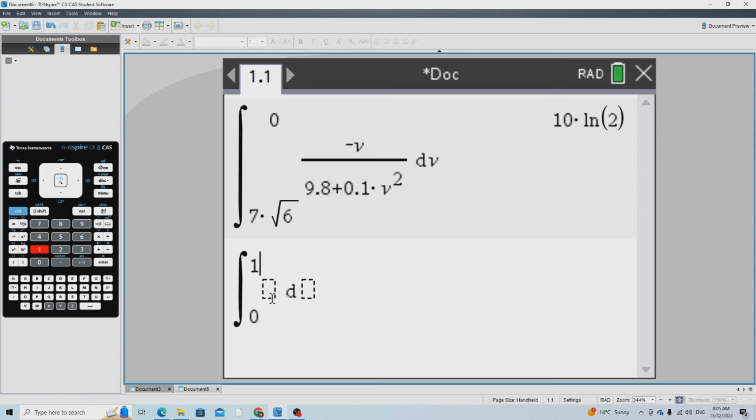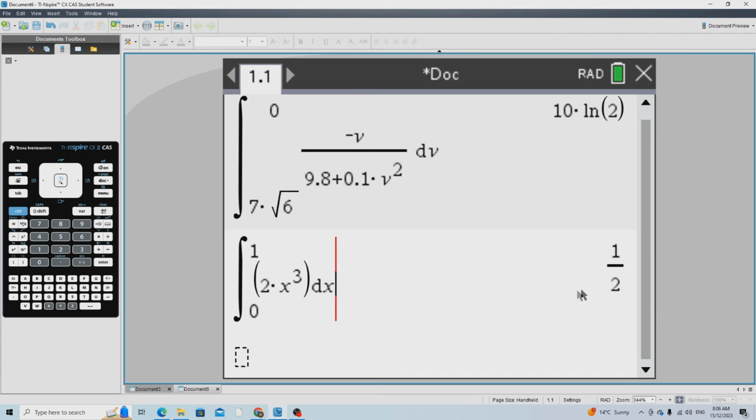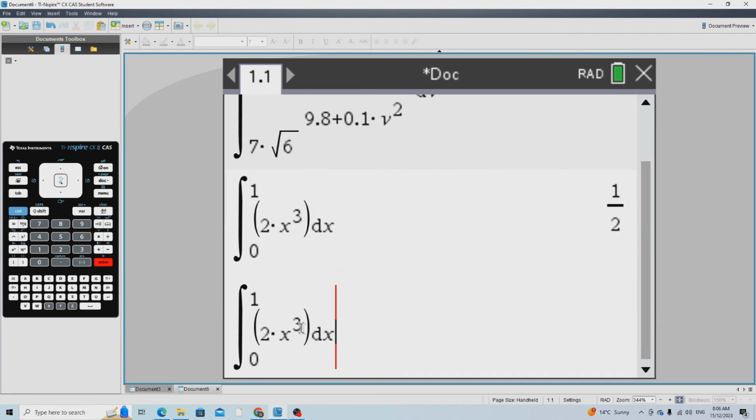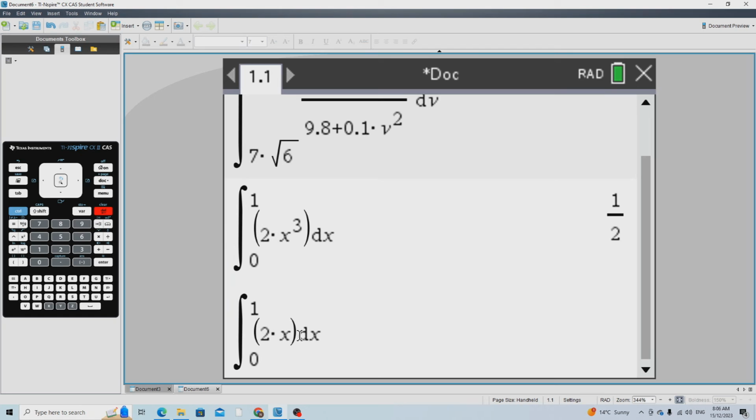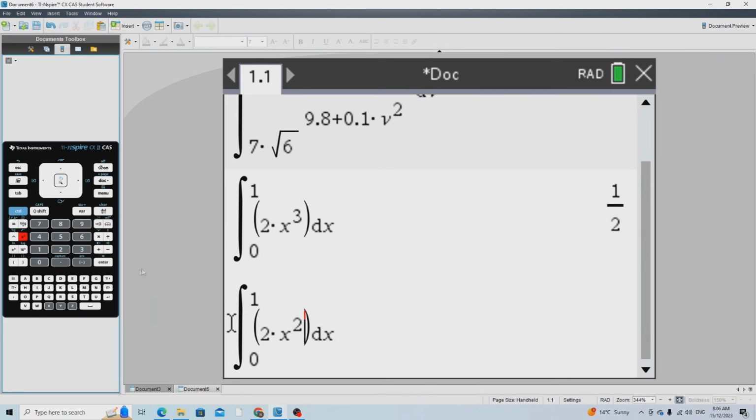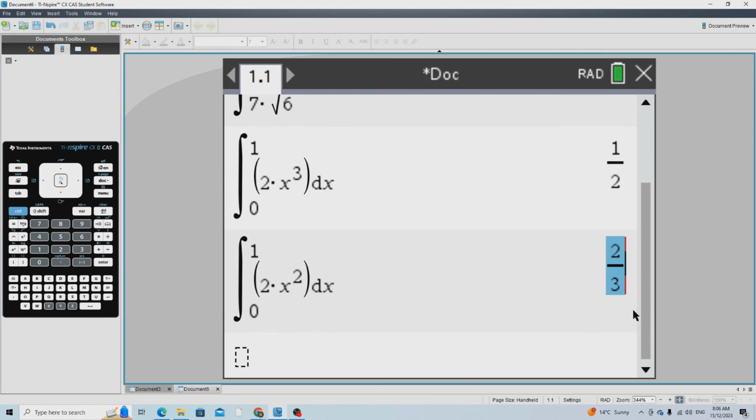So expected value, 0 to 1, 2x to the power of 3 dx. And we get half, so that's your expected value of x squared. And what about this one over here, which is the expected value of x? That's 2 over 3.